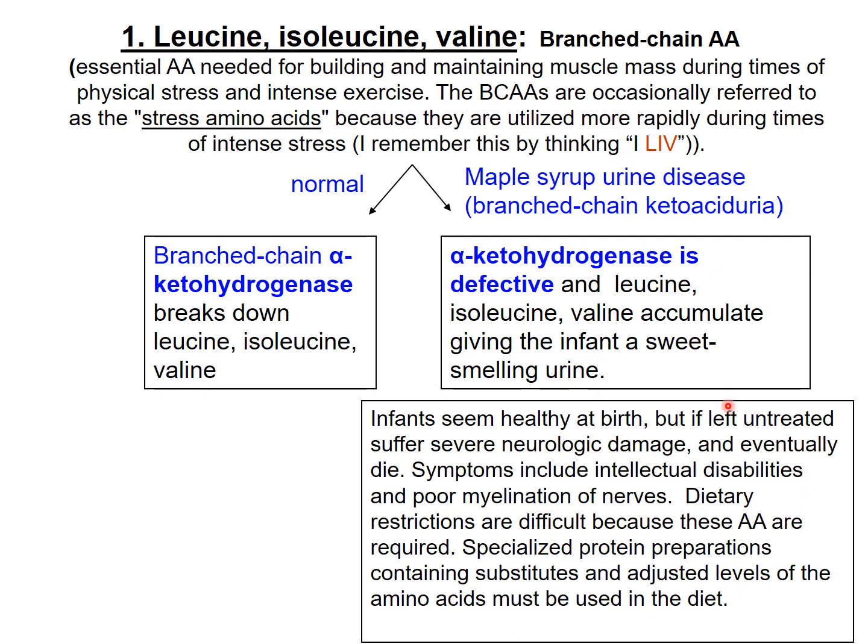And you can read about this, that it is a pretty devastating condition for the baby. Maple, sweet smelling urine would be okay, but the accumulation of these amino acids leads to a problem with the neurologic system, brain damage, and failure to thrive for the baby.